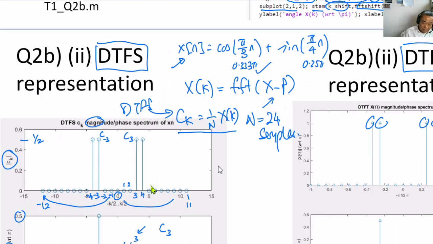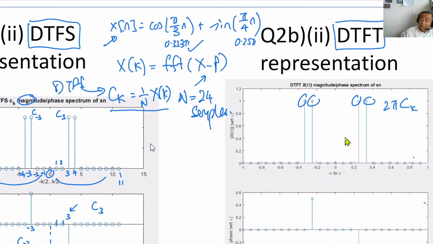Alright, now we're going to plot the DTFT representation. In the DTFT representation, the magnitude is multiplied by 2 pi times Ck. So originally, the magnitude is half. Half times 2 pi is pi. So this is 1 pi. Okay, that's all we're plotting here.